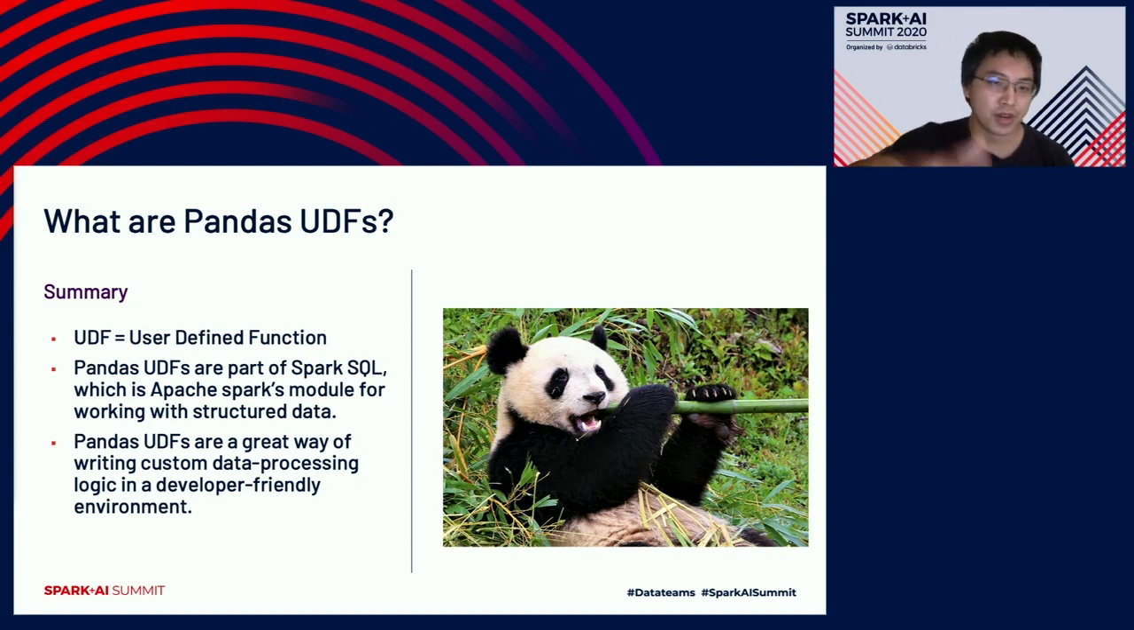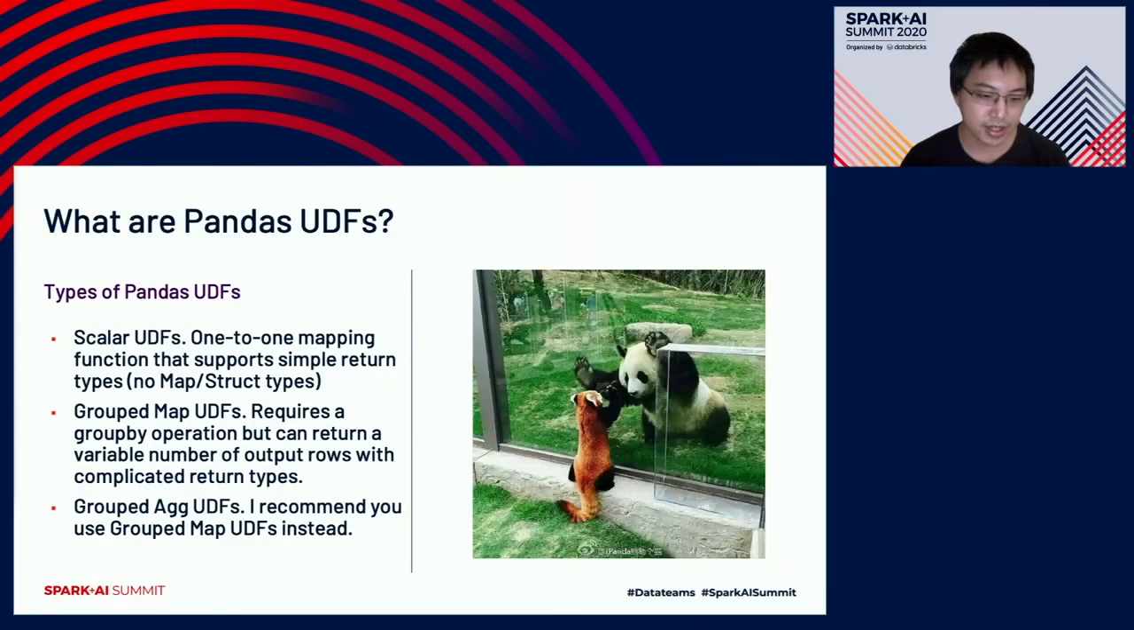Right now, Spark SQL has hundreds of built-in functions. If it turns out that you need to do some custom data processing that isn't supported in one of those hundreds of functions, well, you can write your own. And Pandas is a great way to do all of this.